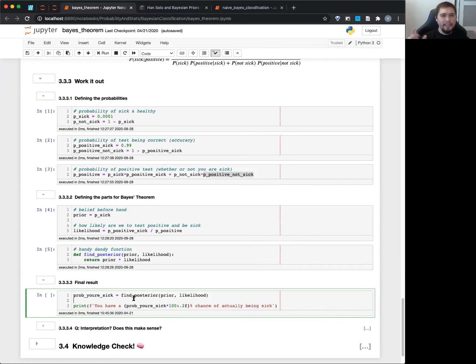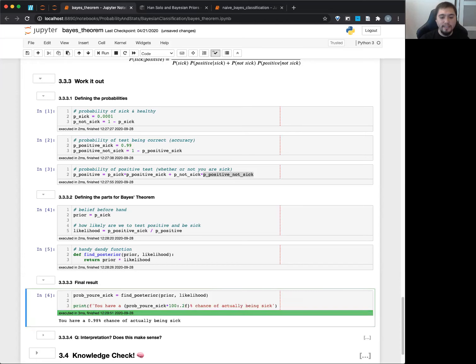So those are two possibilities. I think most people are at one end of the spectrum or the other. Most people are not uncertain; it's one of those two situations. So let's find out, based on Bayes. And it is 0.98% chance of actually being sick. So it's actually really unlikely to be sick.